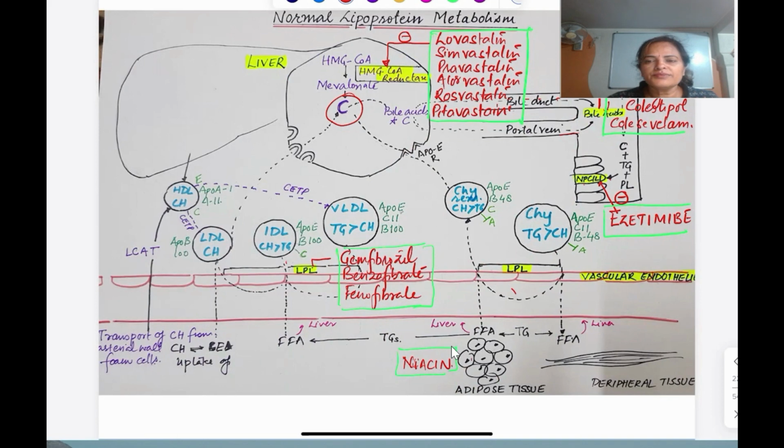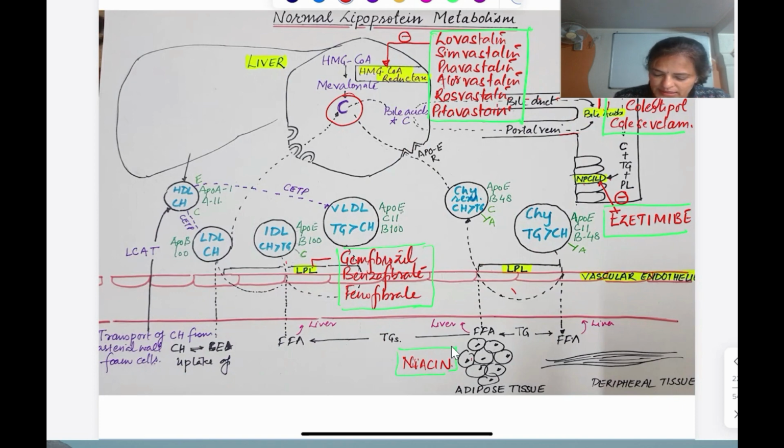So in the end, I am just revising all the types of drugs. This is the drug which I have discussed in today's lecture. This is a well established antidyslipidemic drug. There are a few newly developed antidyslipidemic drugs. So this lecture was all about the well established antidyslipidemic drugs.